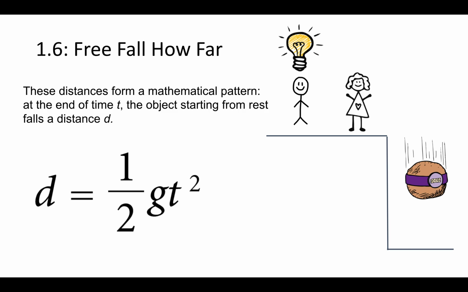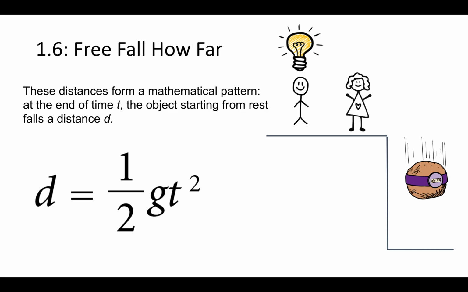Well, that comes from our equation. Remember, acceleration is equal to the change in velocity over time, and the other equation, distance is equal to velocity times time. And so if we plug in those, we manipulate those two equations together, we can eventually get this equation: distance is equal to 1/2 gt squared.